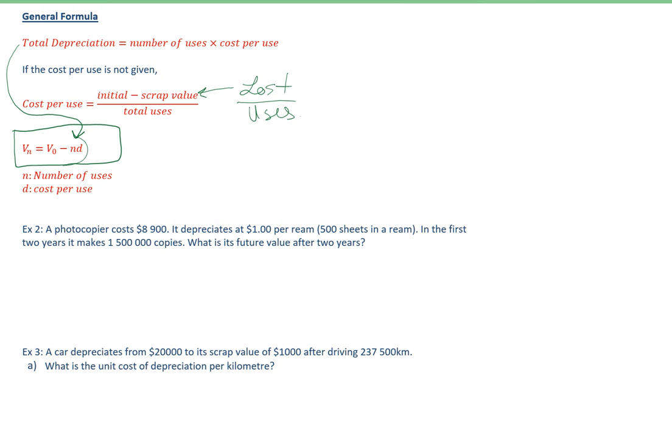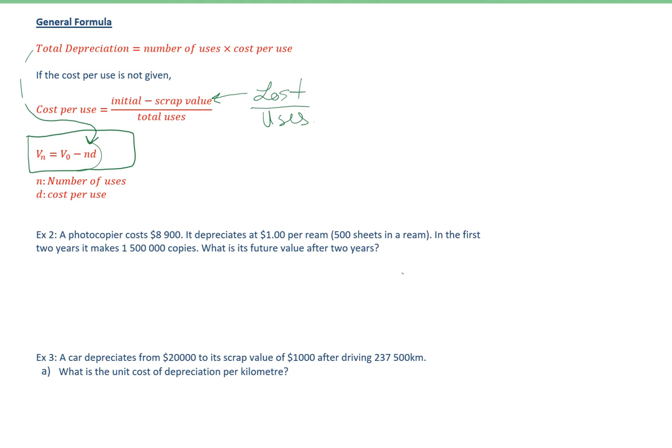Sorry. So let's have a look at two examples, one with a photocopier and one with a car. We'll start with the photocopier. So we buy this brand shiny new photocopier. It's $8,900, and it depreciates at $1 per ream. A ream is 500 sheets of paper. Now, in the first 2 years, this photocopier makes 1,500,000 copies. So it's quite a lot of copies. I want to figure out what it is actually going to be worth after 2 years of owning this photocopier.